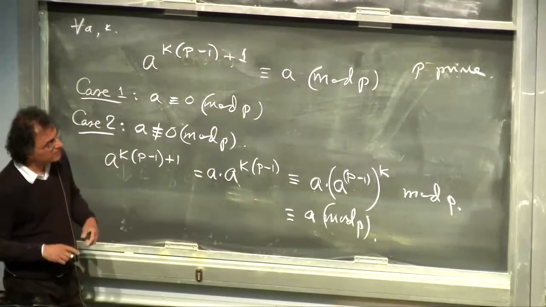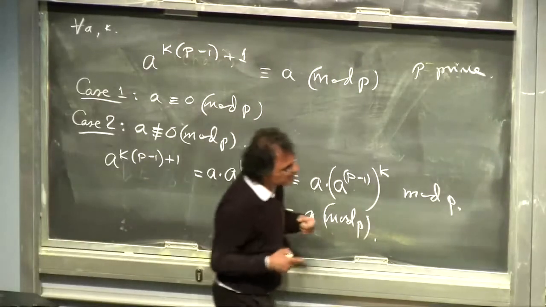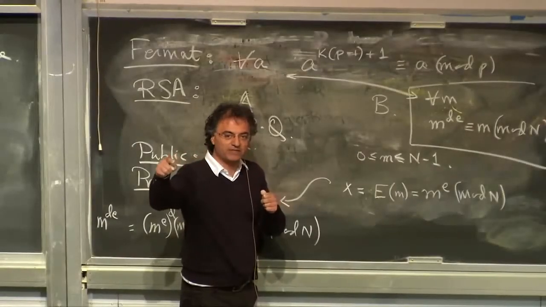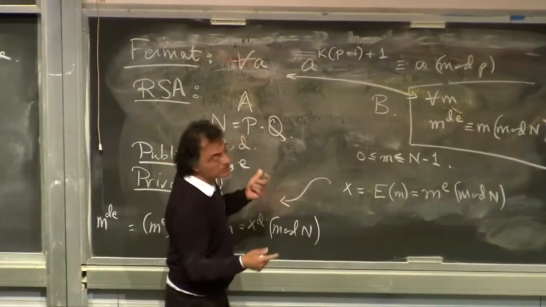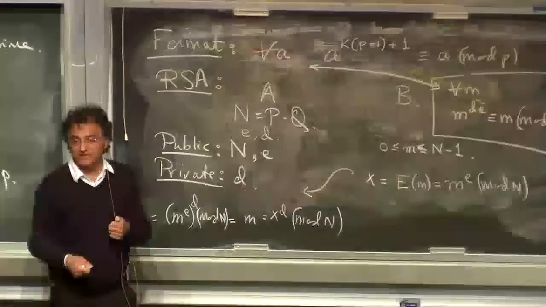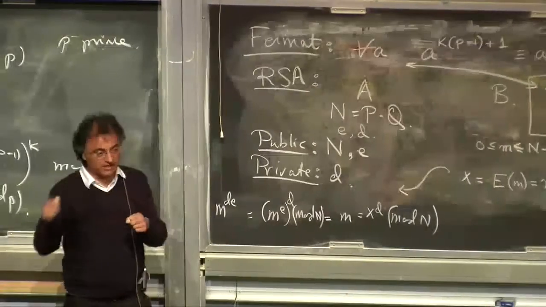Okay, so what Fermat is basically telling us is, as you raise a to higher and higher powers, you cycle back. And how often do you cycle back? Well, every p minus 1 steps. Right? You start with a, and then after p minus 1 steps, that's how long it takes you to cycle back.